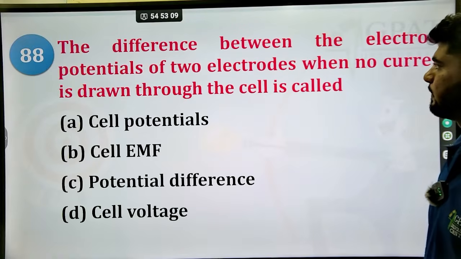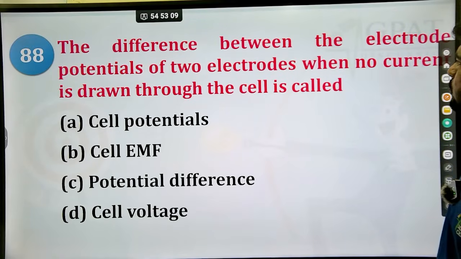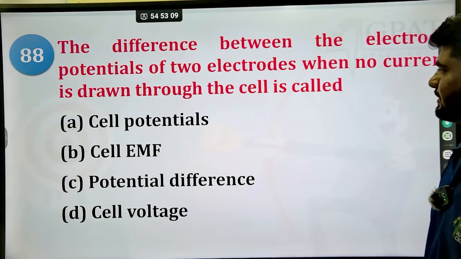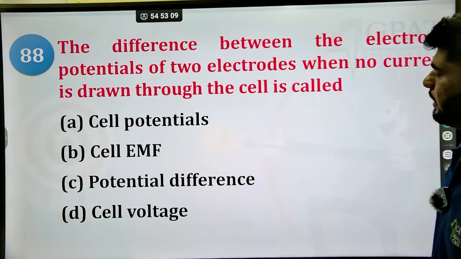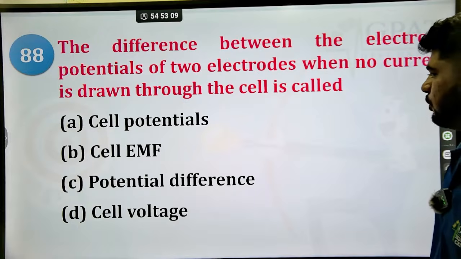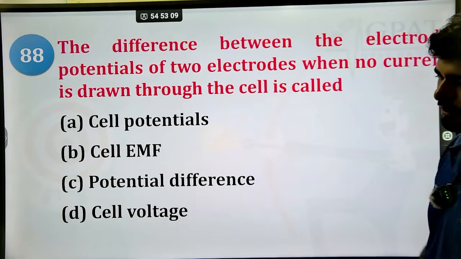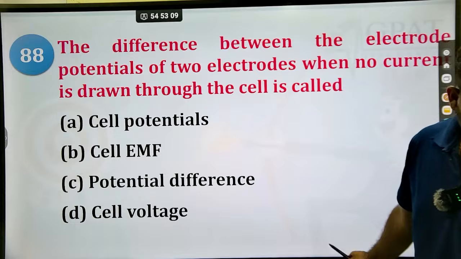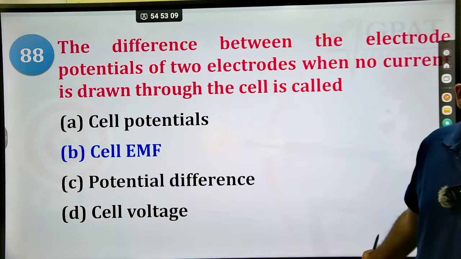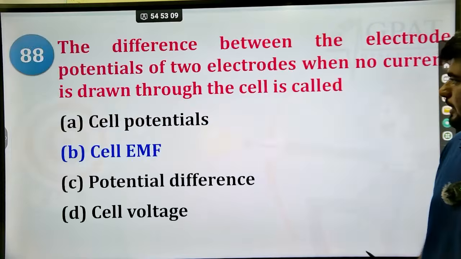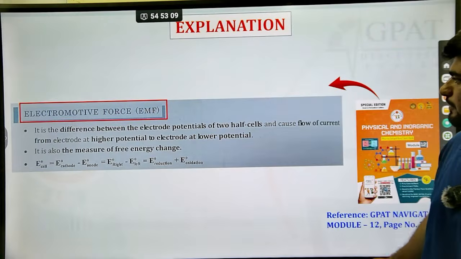The difference between the electrode potentials of two electrodes when no current is drawn through the cell is called cell potential, cell EMF, potential difference, or cell voltage. What's that? That is your electromotive force, right? EMF. Okay.